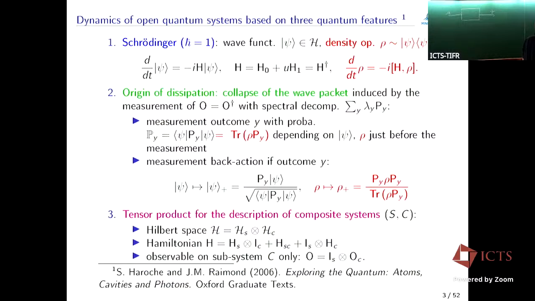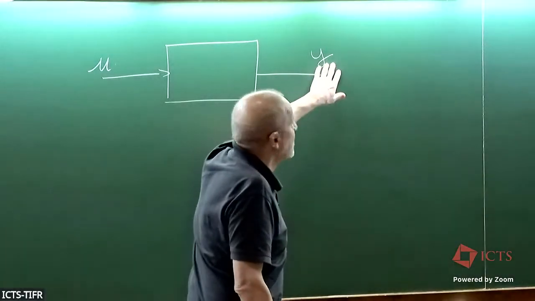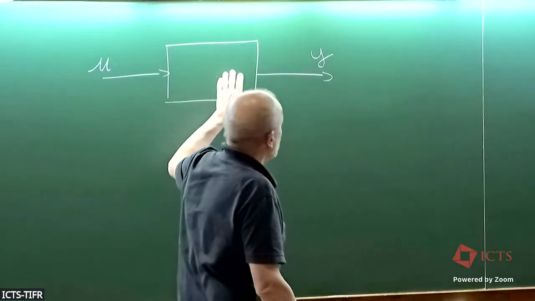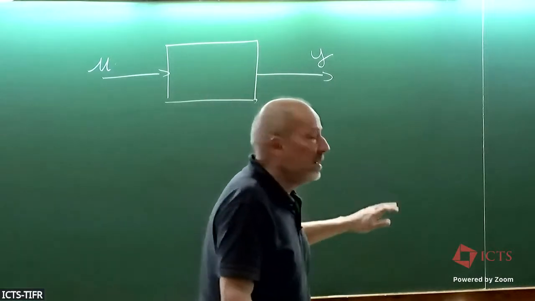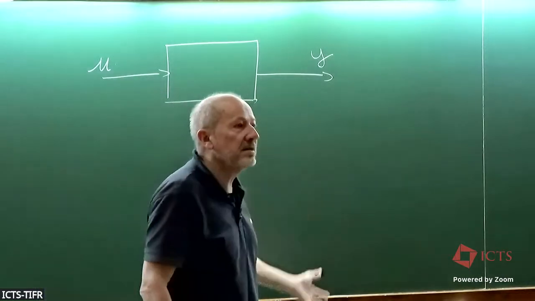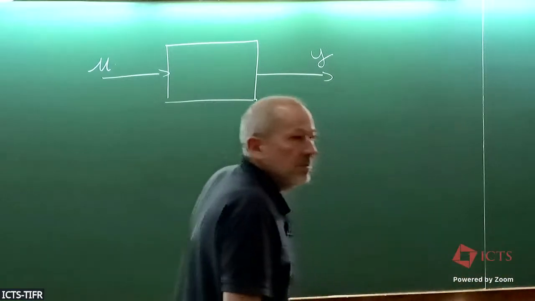So you have a Schrödinger evolution which describes the impact of U on your system. But you have also the collapse of the wave packet that describes the impact of Y on the system. So you have a first kind of measurement back action. But it is clear that U and Y are correlated signals, even stochastic. So what are the models between the two?